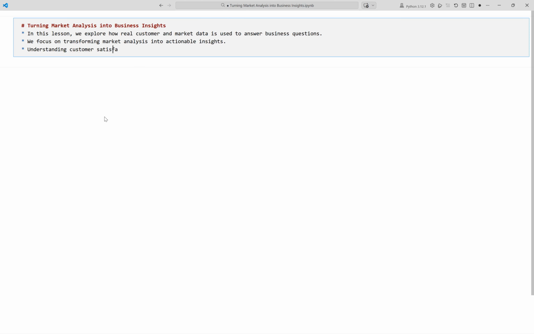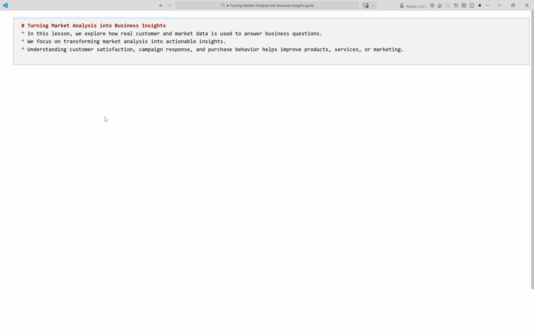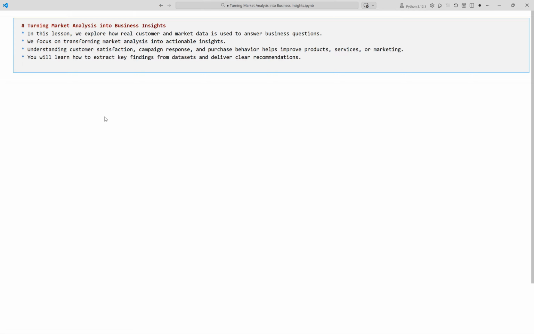Understanding customer satisfaction, campaign response, and purchase behavior helps improve products, services, or marketing. You will learn how to extract key findings from datasets and deliver clear recommendations. Practice converting data patterns into business actions.